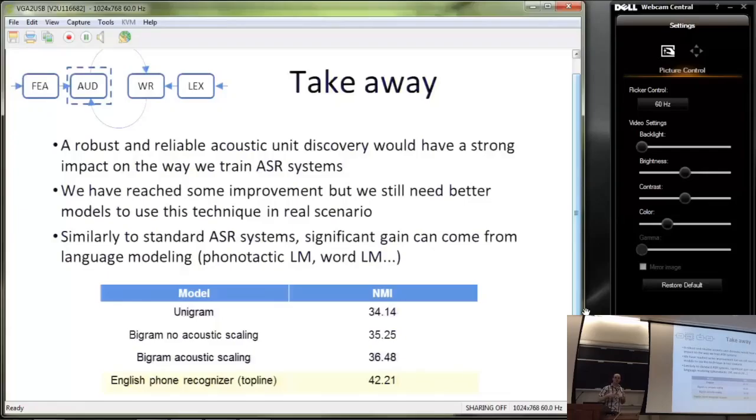Syntactic, and you will see later Thomas will talk about also reusing the context from words, from discovered words. So this is, I think, one promising track to improve the accuracy of automatic unit discovery.